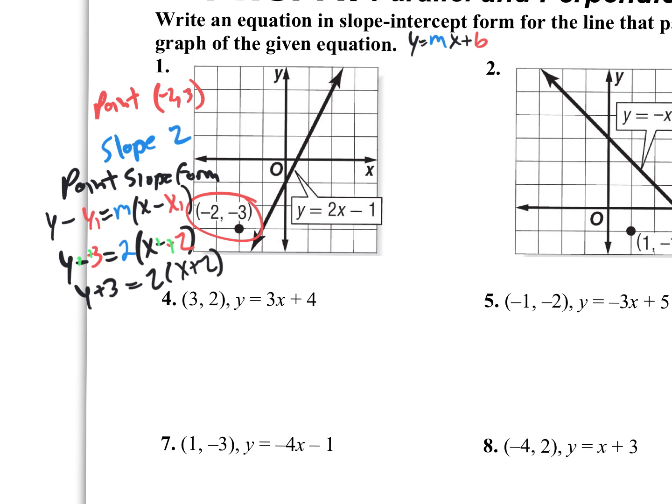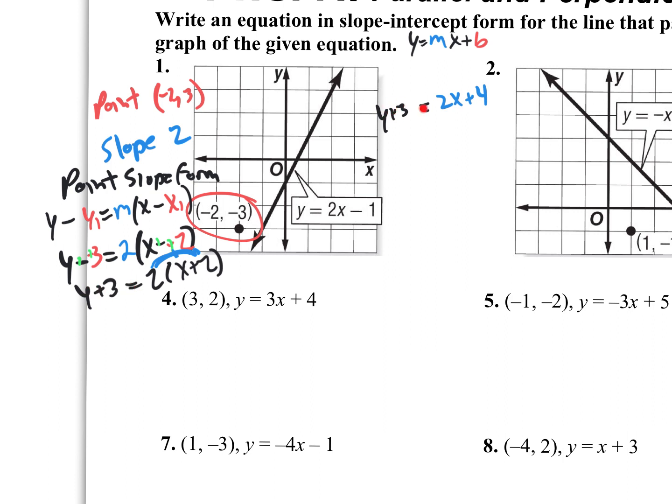Now, did they ask for an equation in point slope form? If they did, this would be the answer, but they're saying slope intercept. So we need to get y by itself and we need to get rid of the parentheses. So let's get rid of the parentheses first by distributing. That'd be 2 times x is 2x. 2 times 2 is 4. And of course, you have the equal sign and you have the y plus 3 on the left side.